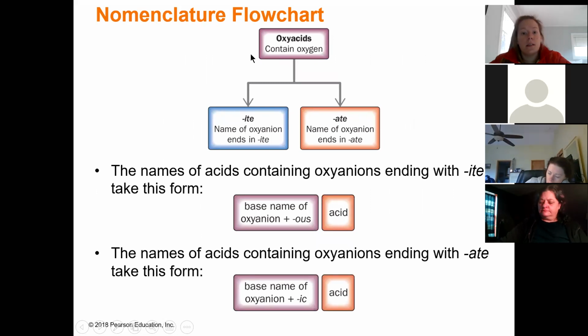If it's an ite, ites will turn into ous. Ates will turn into ic. So you take the ite off and you write it as ous acid. You take the ate off and you write it as ic acid. Sometimes you can remember it by thinking, I ate something icky. So let's do an example for each of these.